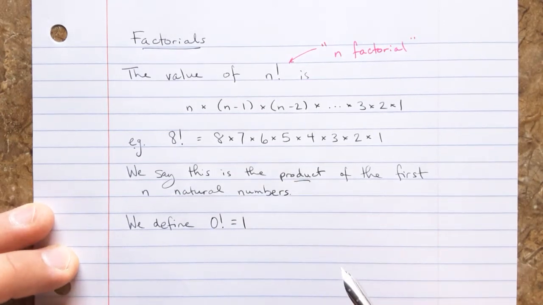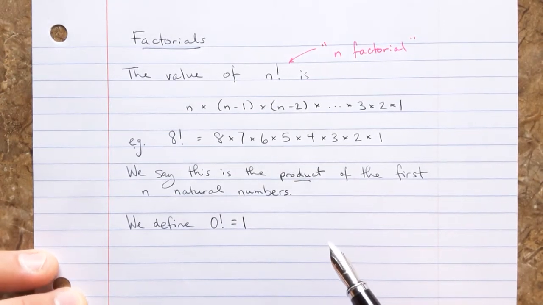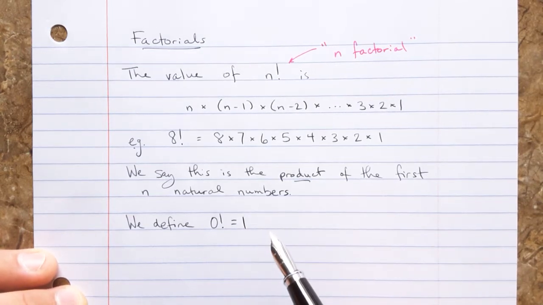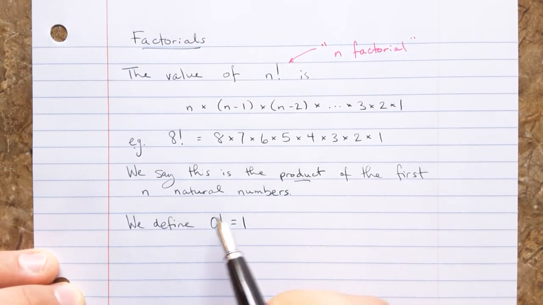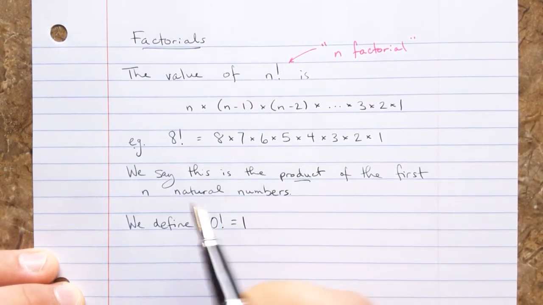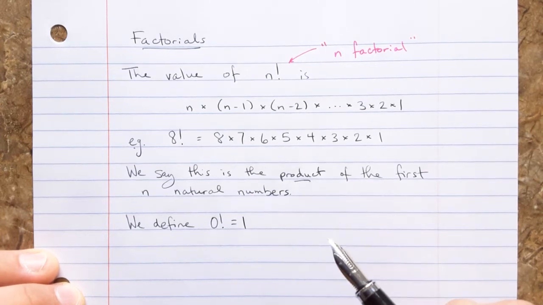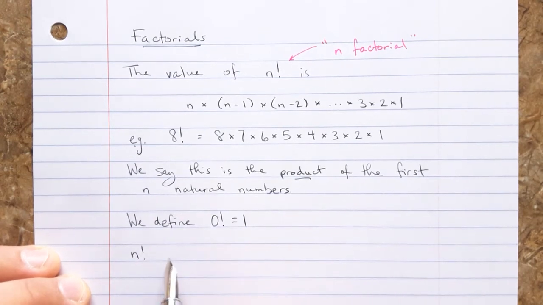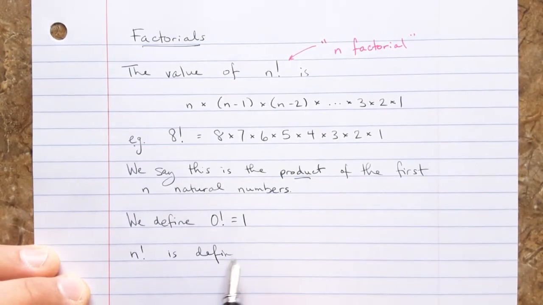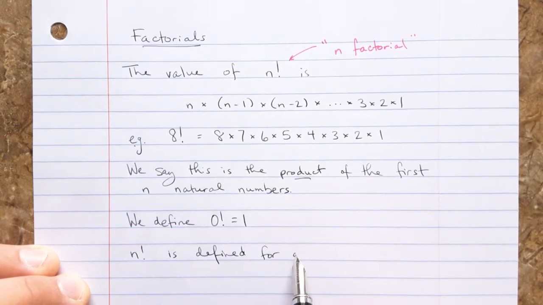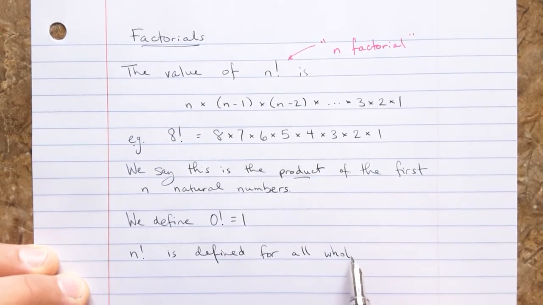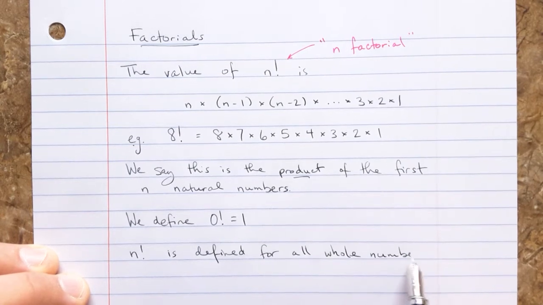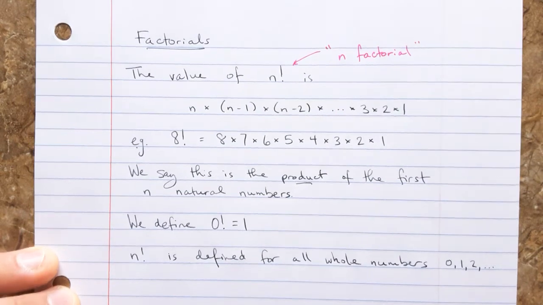That might be reminiscent of what we've done with exponents before. Like 5 to the exponent 0 is 1. If you have no 5's multiplied together, we still count it as 1. Same for this. If you take 0 natural numbers and multiply them together, we just say that we get 1. So n factorial then is defined for all whole numbers. So that's natural numbers plus 0. So that's 0, 1, 2, and so on.